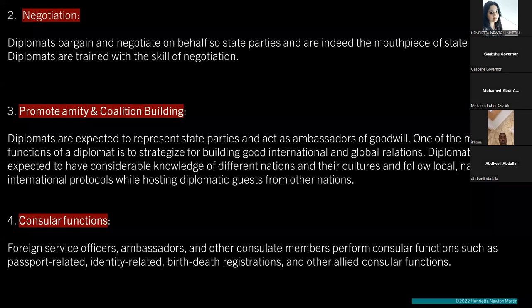The next part is, of course, consular functions. What are consular functions?